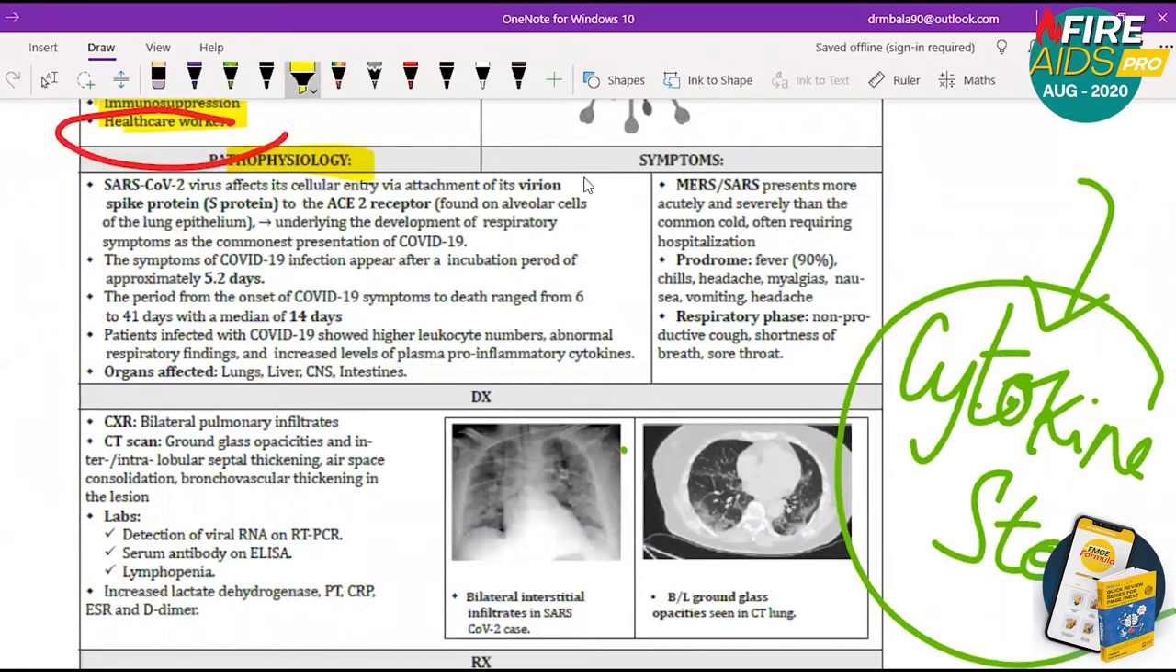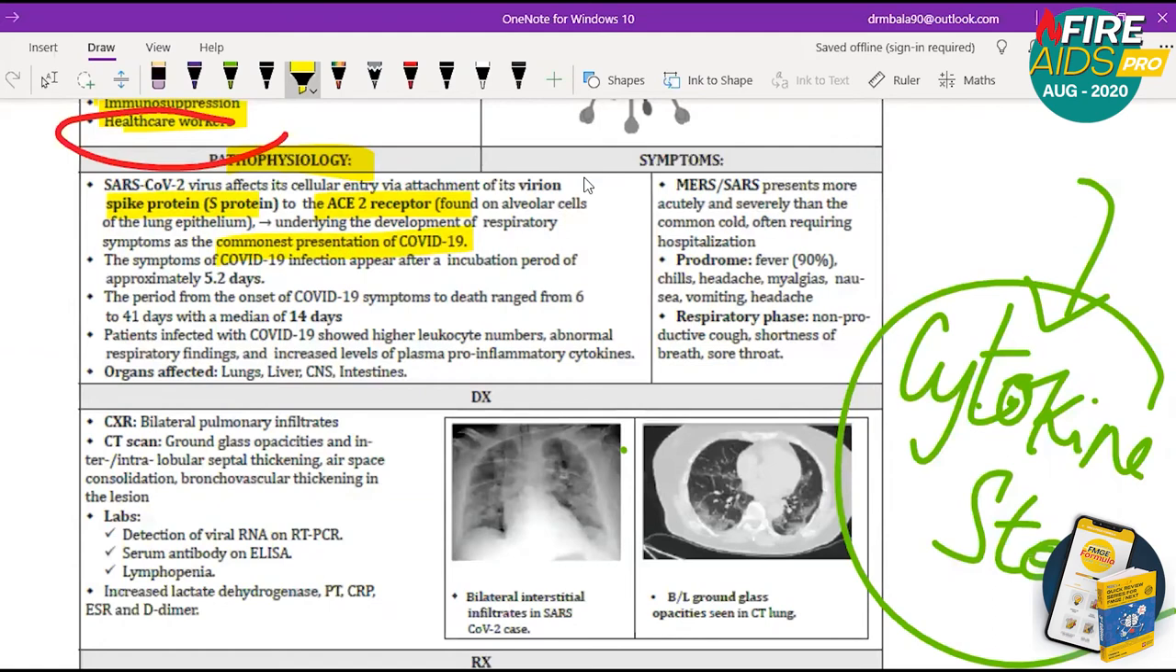So SARS-CoV-2, that's what is spreading for the meantime. It gains cellular entry via attachment of its virion spike protein, S protein, to the ACE2 receptor, which is found on the alveolar cells of the lung epithelium. So this is the underlying reason for the development of the respiratory symptoms, the commonest presentation in COVID-19.